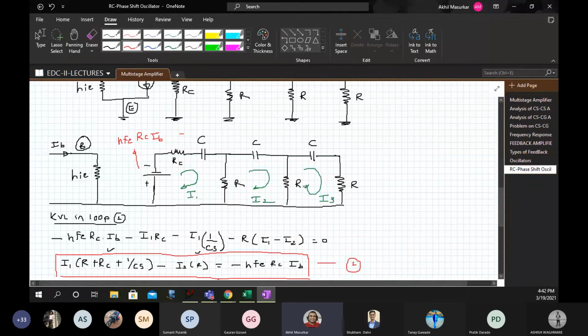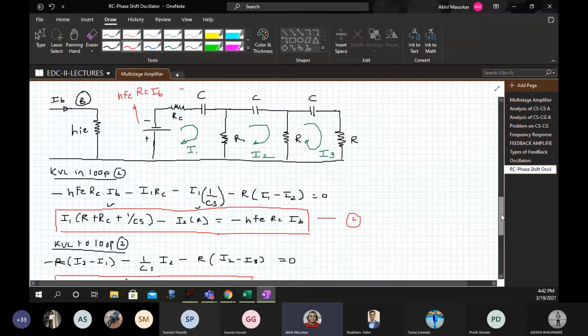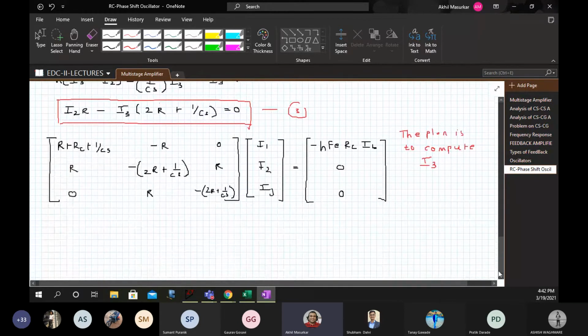Now why we are particularly interested in this is because the current which is in the last loop is also going to be the input again back to the amplifier. So that is going to be the input to the amplifier. So we are particularly interested in what is the value of I3.